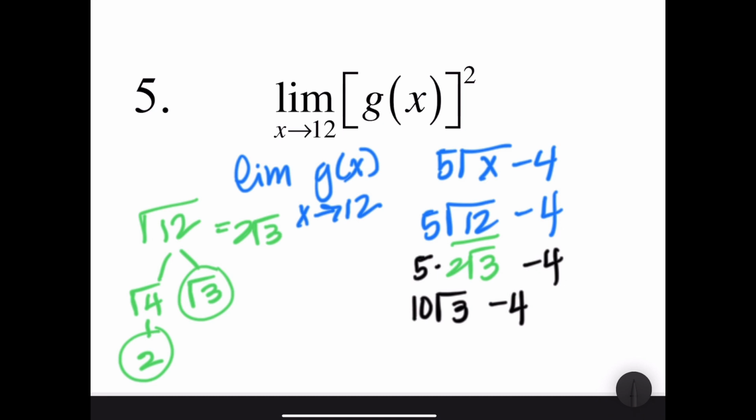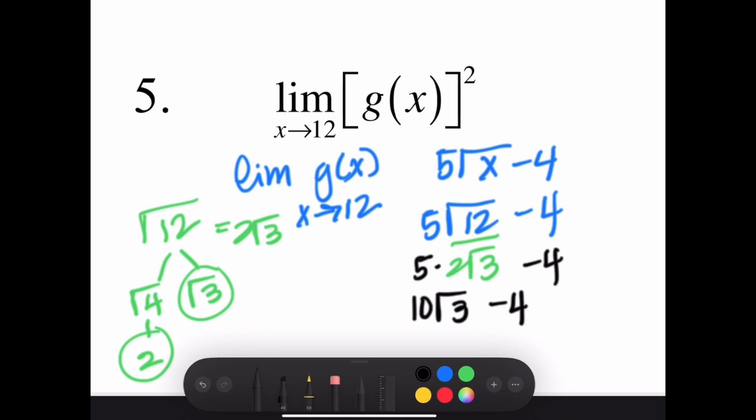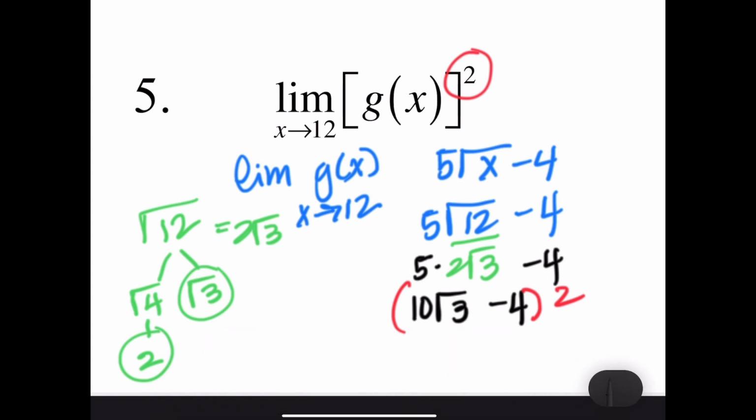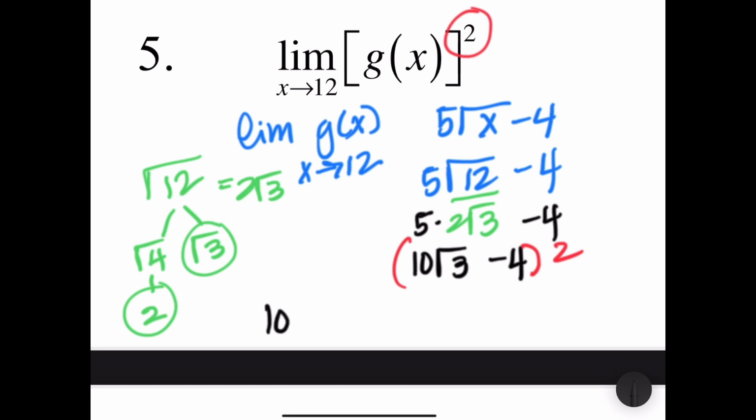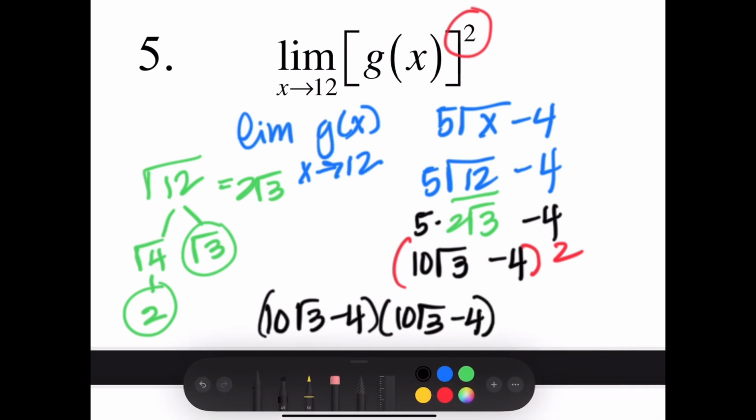And now I have to take this entire equation of 10 radical 3 minus 4. And here is where I apply the square. And again, this is going to be like a binomial situation. So I'm going to have 10 radical 3 minus 4 times 10 radical 3 minus 4. And I use FOIL. I repeat, it's not enough to just square this guy and subtract the square of 4. No. You have to take the entire expression and multiply it times itself.